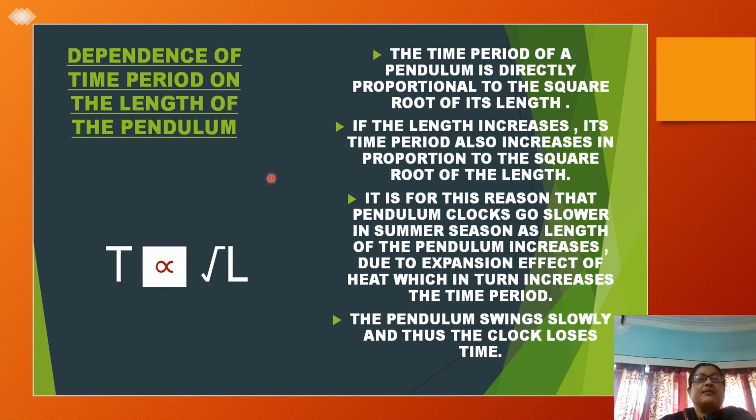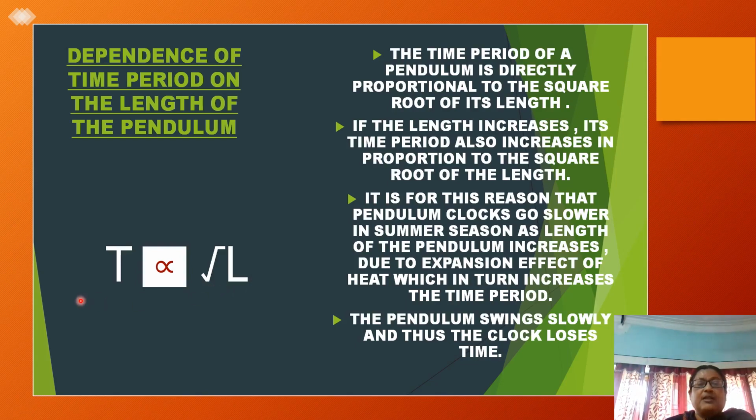Now, the topic is how the time period of the pendulum depends on the length of the pendulum. After a lot of experiments were performed, it was found that the time period of the pendulum, that is T, was directly proportional to the square root of the length of the pendulum. I will repeat: time period of the pendulum was found to be directly proportional to the square root of the length of the pendulum.